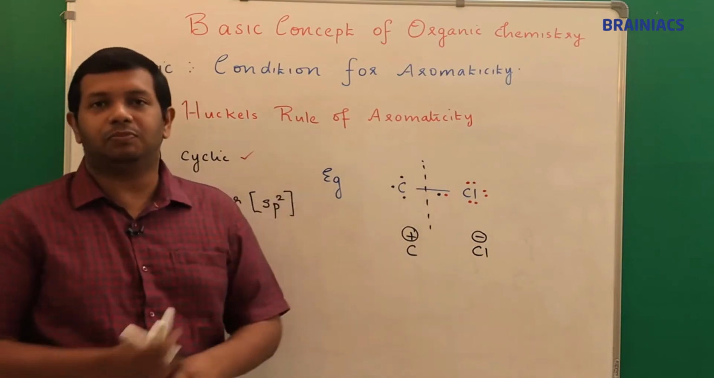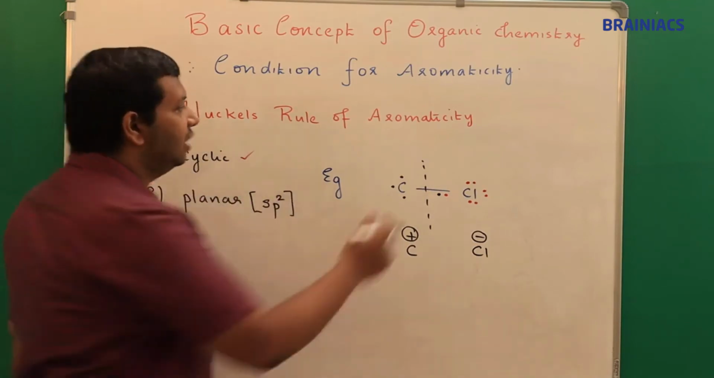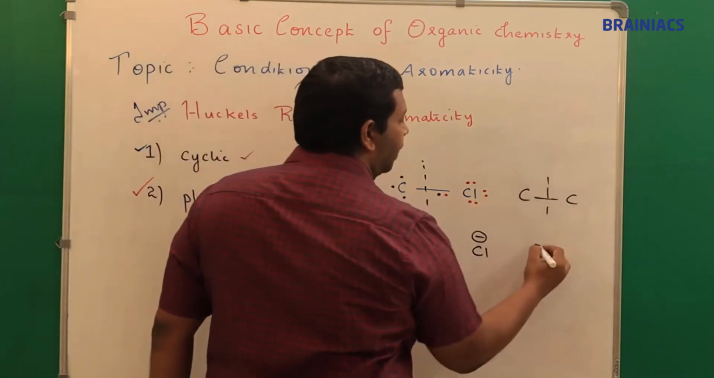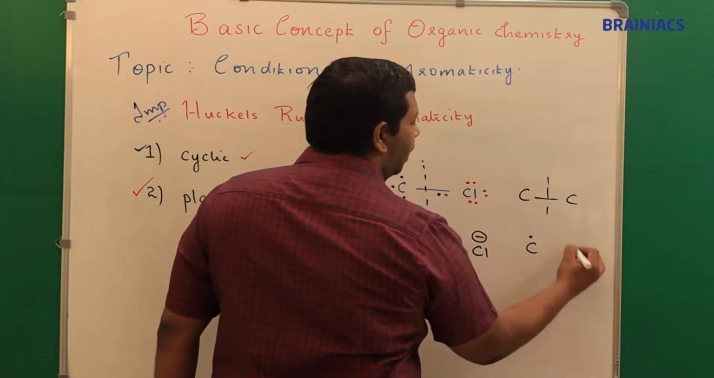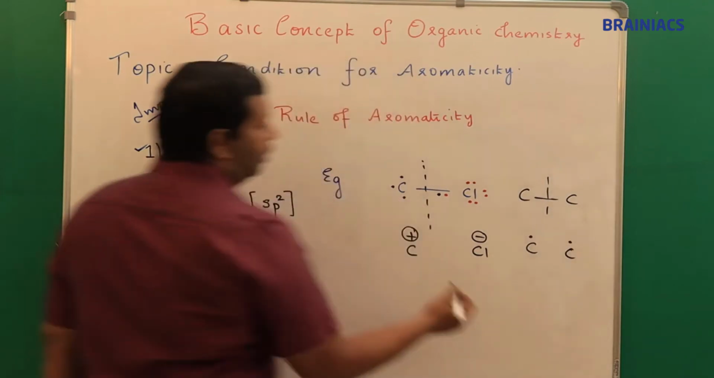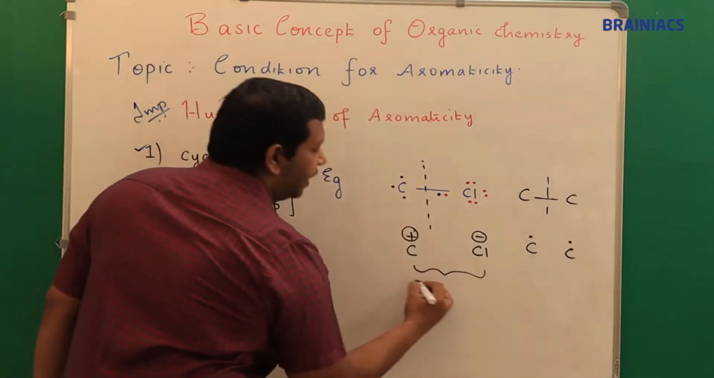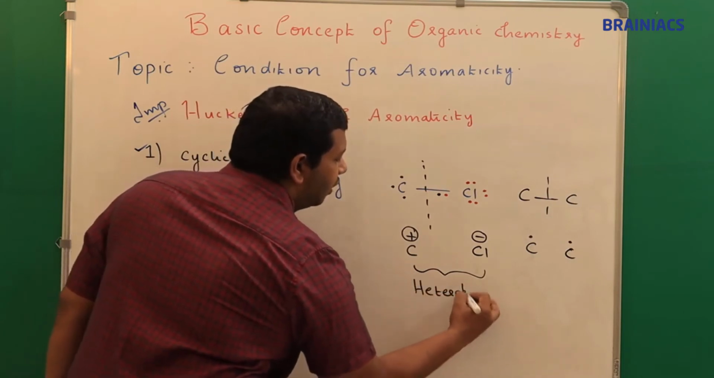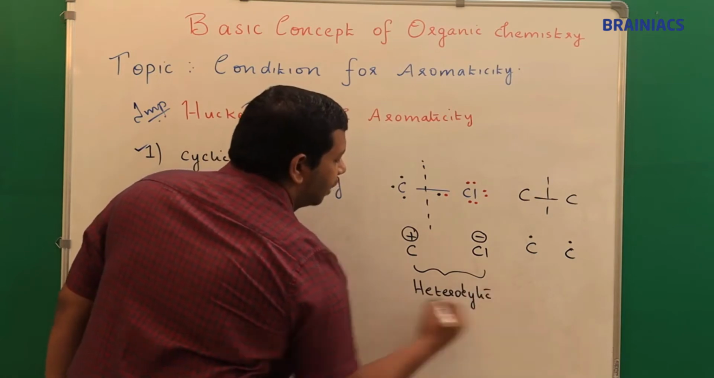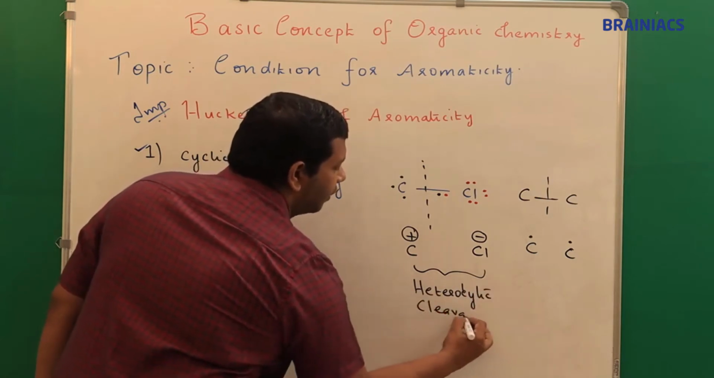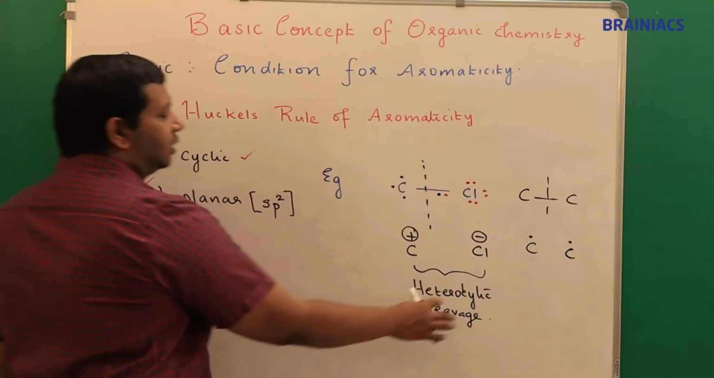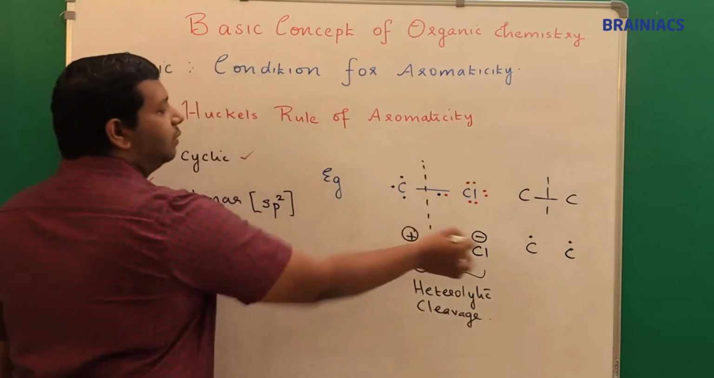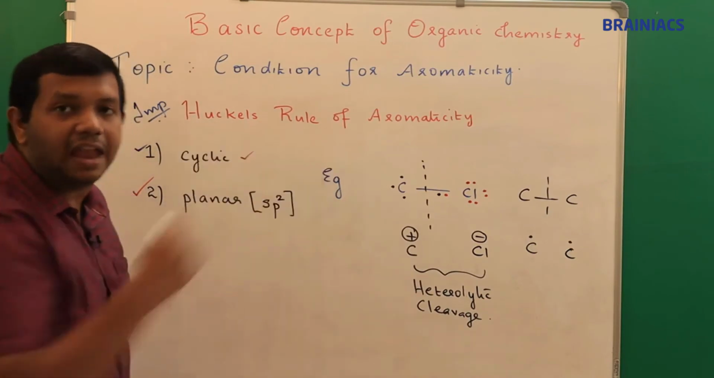These are the two types of bond breaking. In the initial bond breaking, where carbon and carbon were present, when the bond was broken, one carbon was with 1 free electron, another carbon was with 1 free electron. Now this type of cleavage, where the electrons are shared unequally, is called heterolytic cleavage. So heterolytic cleavage will give rise to cations and anions.